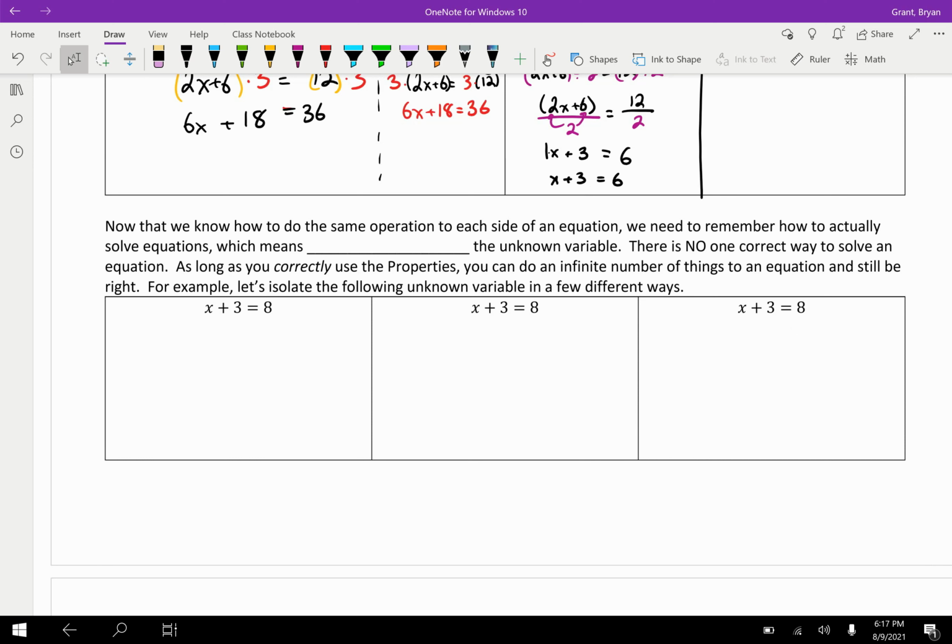And I bet you've heard this phrase before. When you solve equations, it means we isolate the unknown variable. We take the variable and we get it alone. Now, there's no actual one correct way to solve an equation. There's an infinite number of ways to solve an equation. There is sometimes a fastest way, but there isn't one correct way, right?